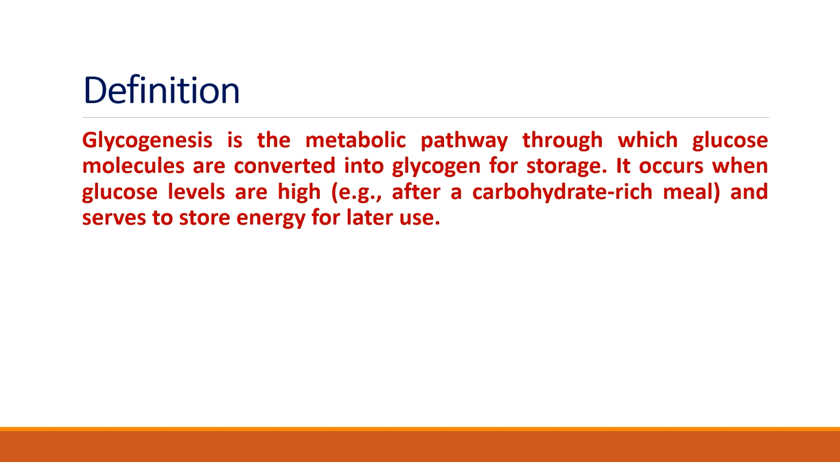Glycogenesis is defined as the metabolic pathway through which glucose molecules are converted into glycogen and then further stored. It occurs when glucose levels are very high, which means after a meal or when you have a carbohydrate rich breakfast, then the glucose is taken and stored as an energy resource for later use.